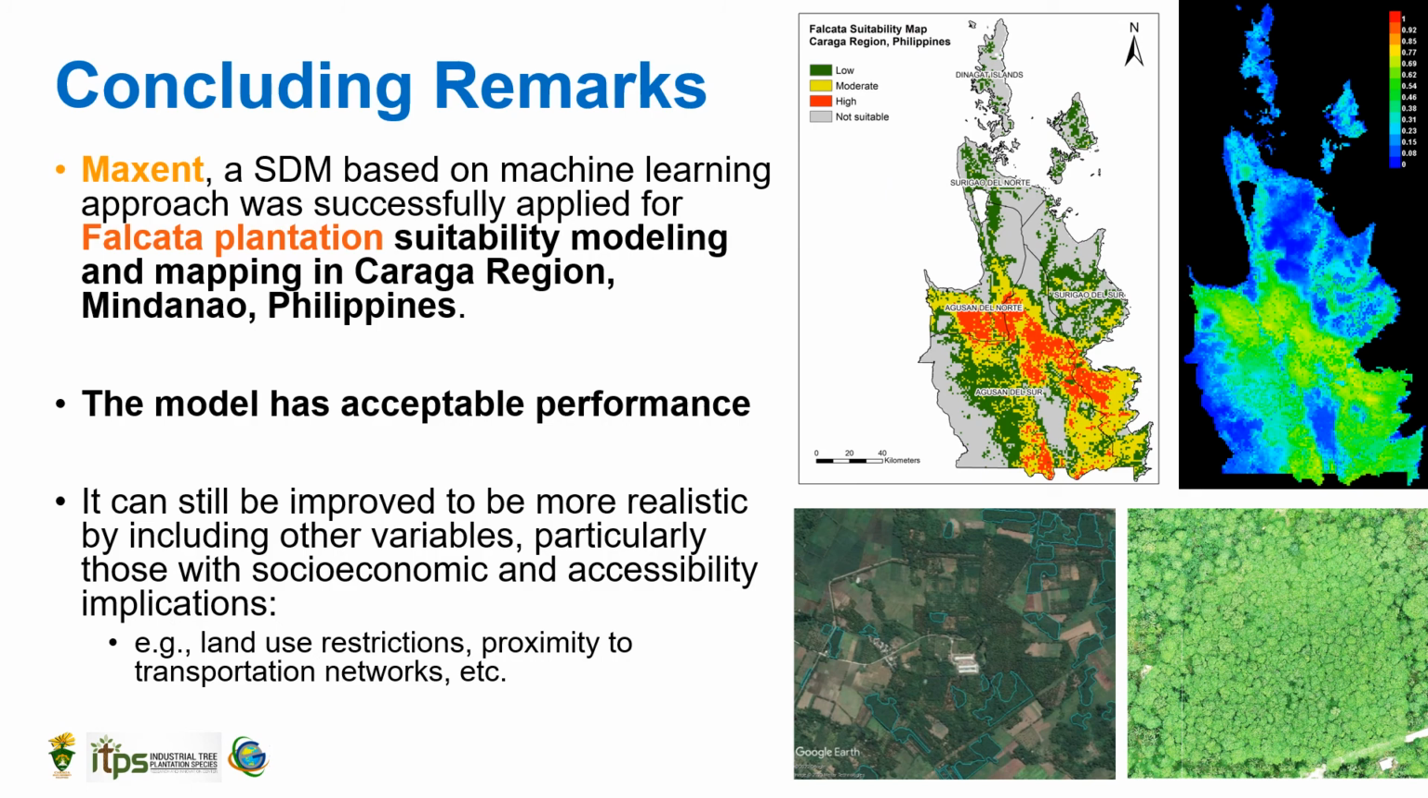In conclusion, Maxent, which is a species distribution model based on machine learning approach, was successfully applied for Falcata plantation suitability modeling and mapping in Caraga Region, Mindanao, Philippines. Although the model has acceptable model performance, it can still be improved to be more realistic by including other variables, particularly those with socio-economic and accessibility implications.